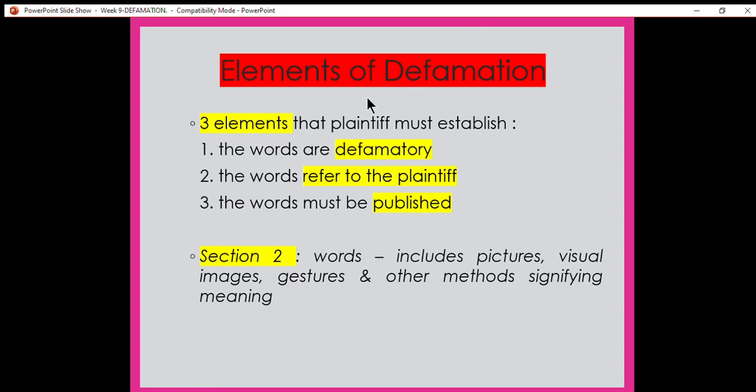Alright, so there are three elements of defamation that must be established by the plaintiff. First, the words are defamatory; second, the words must refer to the plaintiff; and third, the words must be published. Based on Section 2 of the Defamation Act 1957, words include pictures, visual images, gestures, and other methods signifying meaning afterwards. And words also refer to statements.